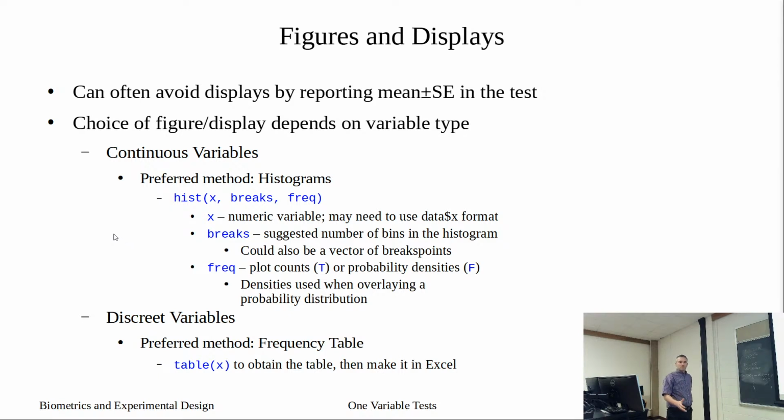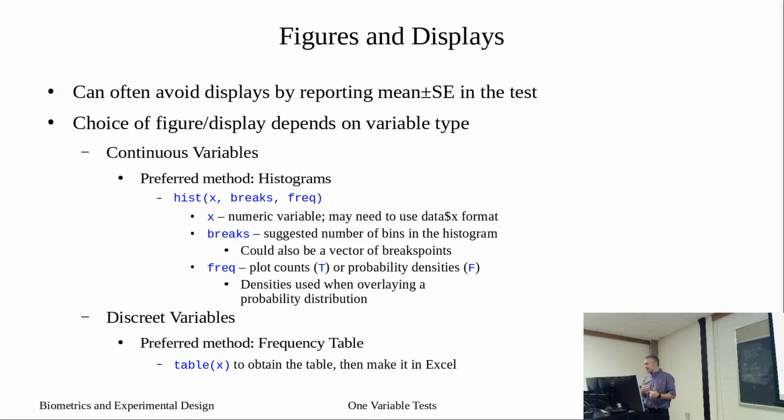Generally speaking, when you work with the data, you're going to present some sort of display that gives a nice, concise summary of the data. Sometimes you can use the displays to avoid having to report the mean and standard error in the paper, in the presentation, and whatnot. If we try to do that, then we really only have one figure or display option, and that's going to be a histogram. Now, this is if we have continuous variables.